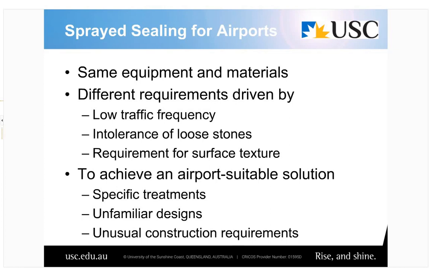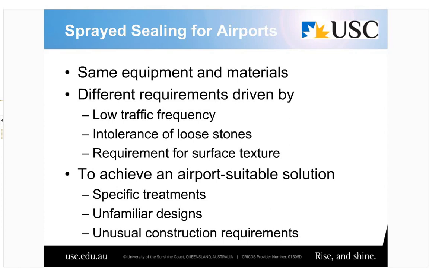Runways have low traffic frequency, even compared to very remote roads. After all, the outer two-thirds of the runway is probably never going to see a wheel in anger, except perhaps where aircraft are doing U-turns to backtrack down the runway. And runways, as we all know, have a very low tolerance of loose stones on their pavement surfaces.